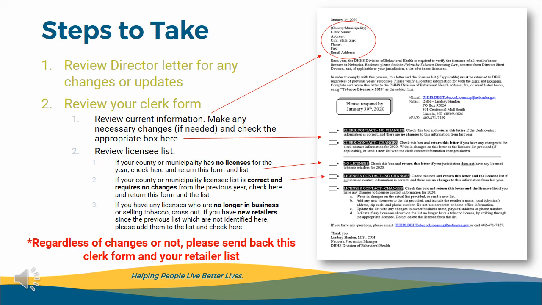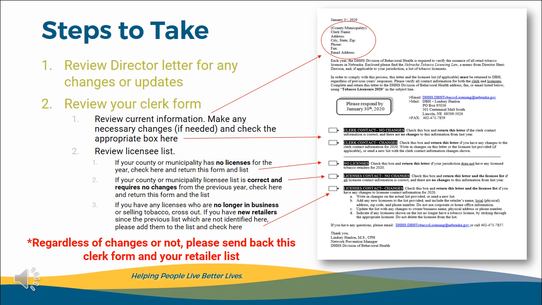If you review the licensee list and nothing has changed from the previous year, please check the second box so that we know those retailers still have a license and we have the current information on file. If you review the list and have changes, such as licenses that are no longer in business, changes to license information, or new licenses, please check the third box and make any necessary changes on the licensee list. Finally, you can send this information back via email, mail, or fax.